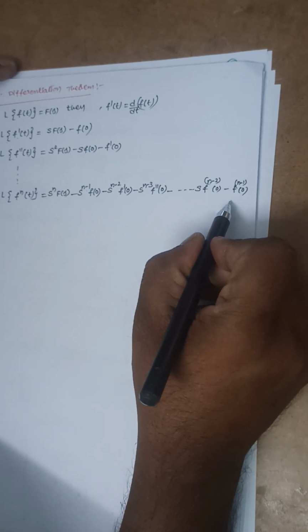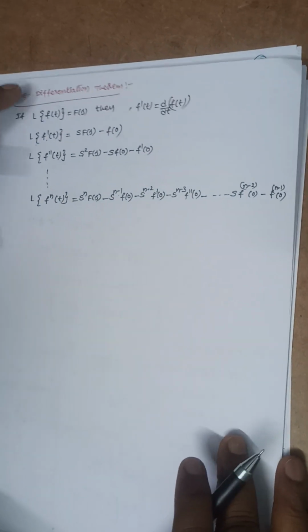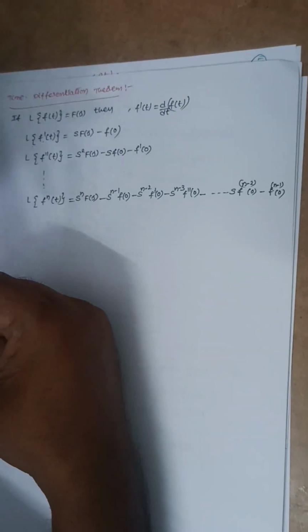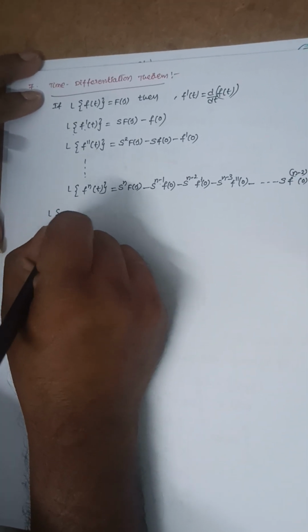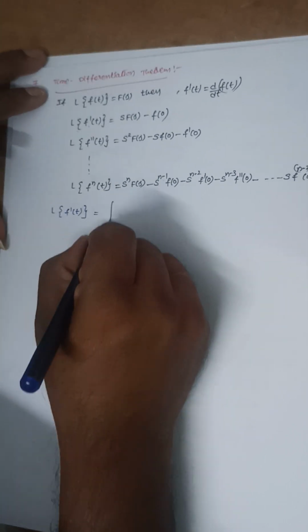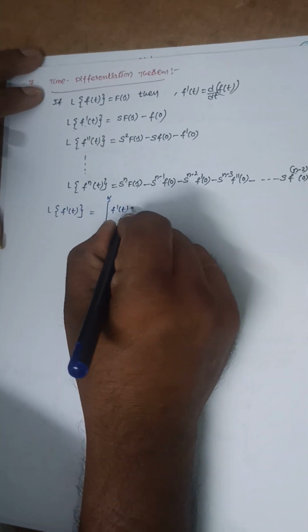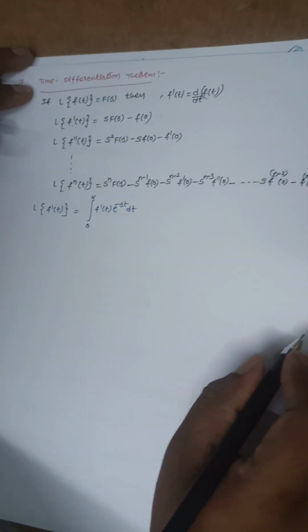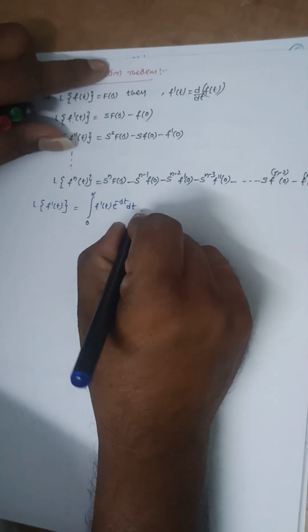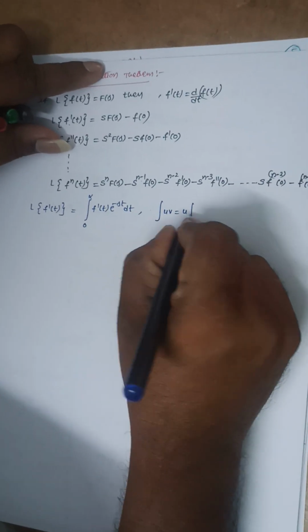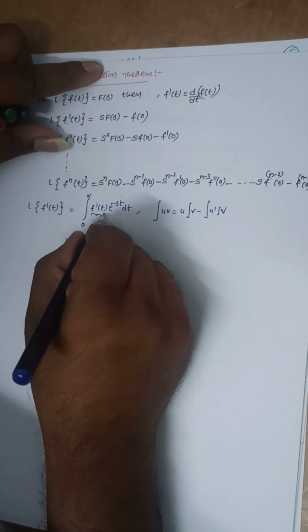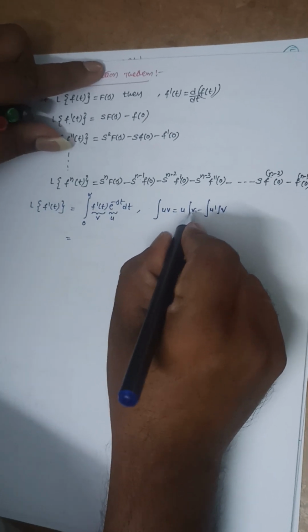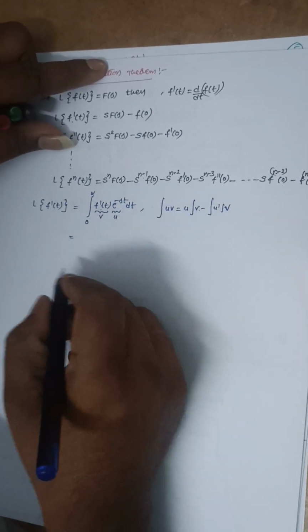So this is the time differentiation theorem, and I am going to prove it here. Laplace transform of f dash of t is equal to the integral 0 to infinity of f dash of t e power minus st dt. It is like the integral uv formula: integral of u v equals u integral v minus integral of u dash integral v. Here, v is f dash of t and u is e power minus st, because if I apply the integration it will cancel the differentiation.